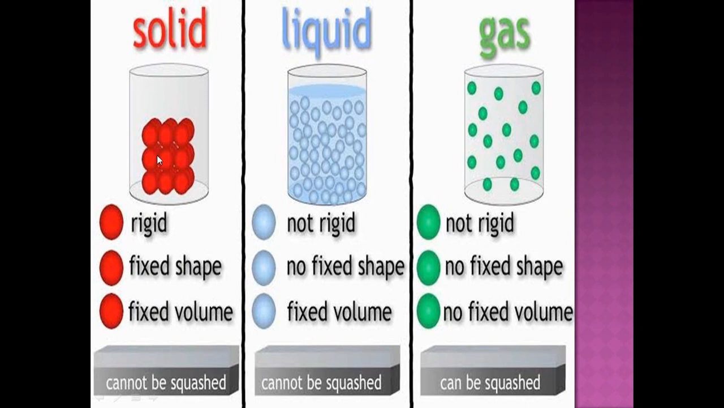Why? As we said, because the molecules of solids are close to each other, the attraction force between these molecules is very strong, so you can't break a piece of iron with your hands. So simply they can't be squashed. What is meant by squashed? To crush easily.